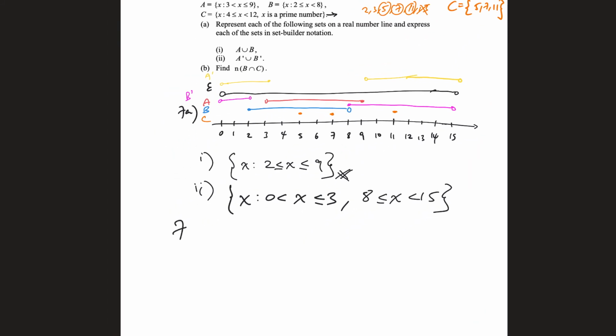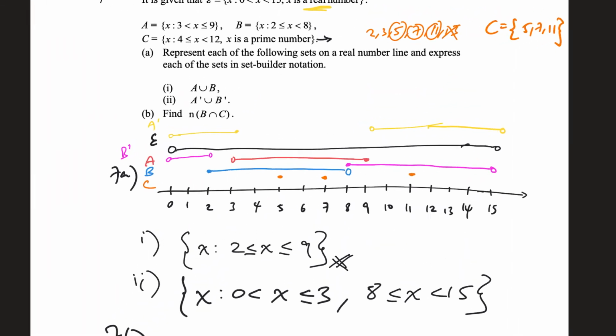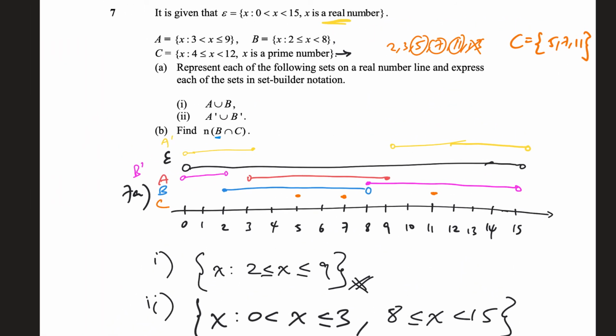Now 7b. Find the number of elements inside B intersects C. So let's look at B intersects C. That helps us. B is blue. I'm just going to color code it. C is orange. So, all right. So number of elements B intersects C. That means the overlap. That means what is in B must be in C, or whatever in C is in B. So we can see clearly here that 5 belongs in C. It belongs in B as well. So 5 is inside. 7 is inside. 11 is not in B, so that's not included. So it's only 5 and 7, and that's it.